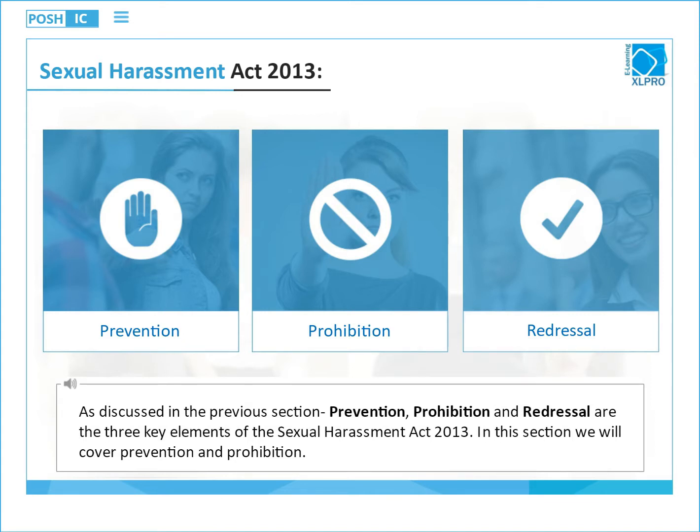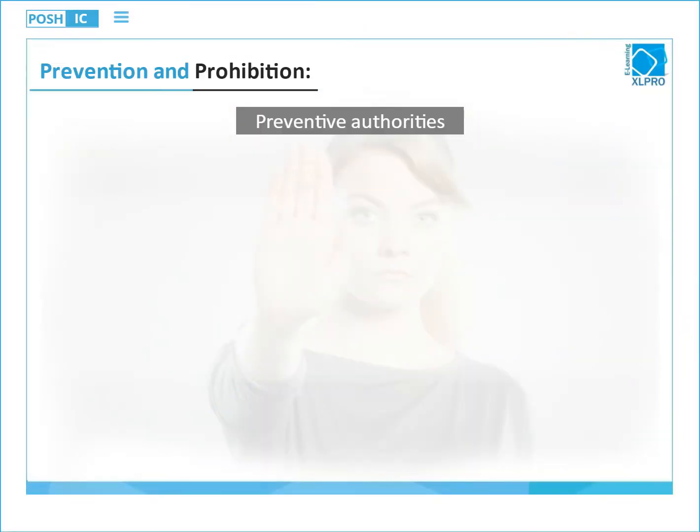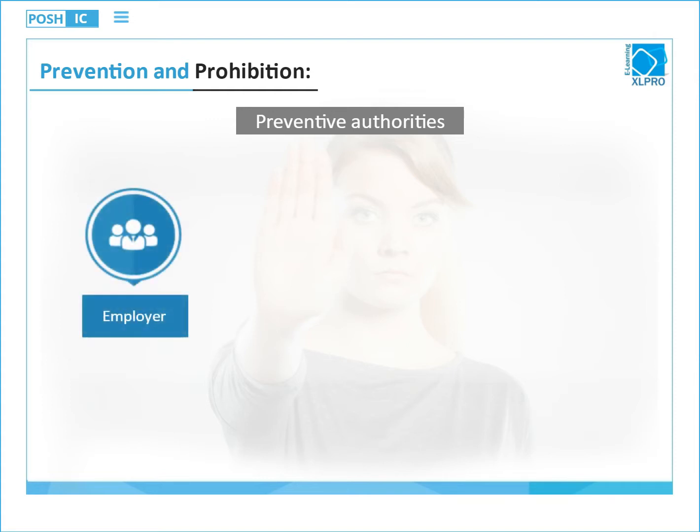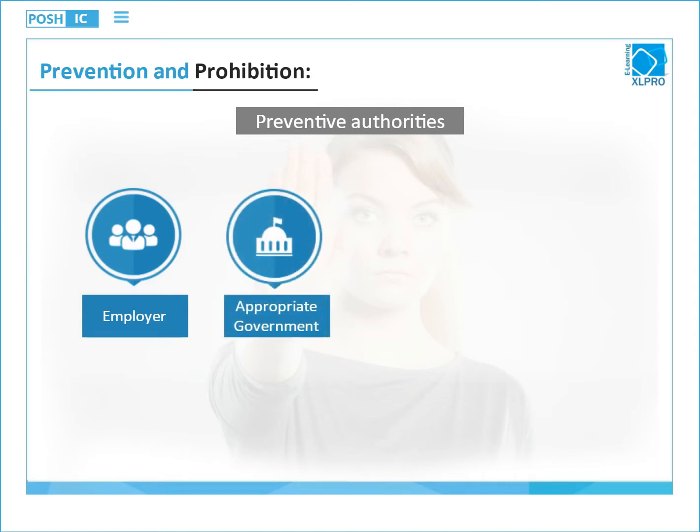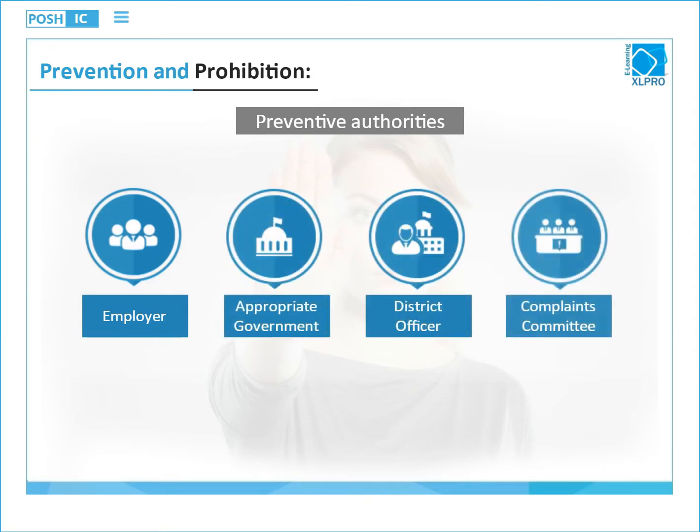As discussed in the previous section, prevention, prohibition, and redressal are the three key elements of the Sexual Harassment Act 2013. In this section, we will cover prevention and prohibition. Let us begin by understanding the various authorities responsible for preventing and prohibiting workplace sexual harassment, who are the employer, appropriate government body, district officer, and the complaints committee.